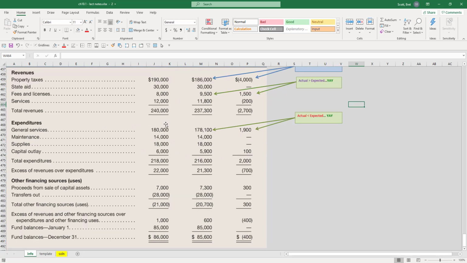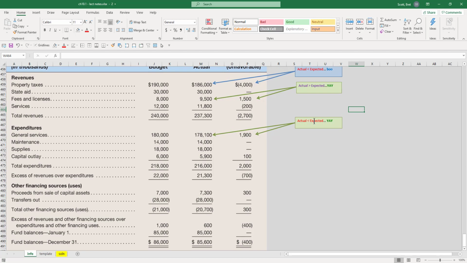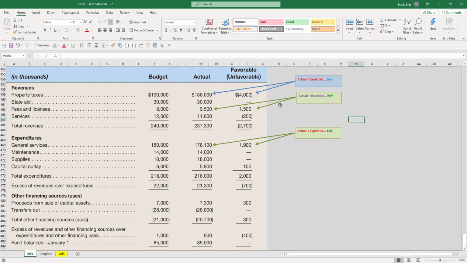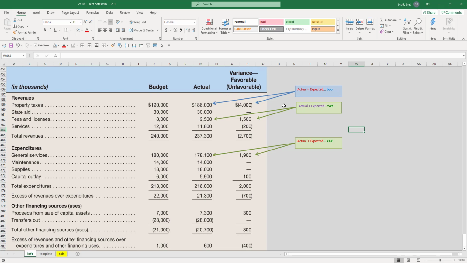What about expenditures? This is a situation where we don't want to spend as much as we thought. If I look at general services, I expected to pay $180 million, but I only ended up paying $178.1 million. That means I had expenditures below budget by $1.9 million. This is a situation where the actual is less than the expected, but that's okay. We want our actual expenditures to be less than our anticipated. So it looks like we saved ourselves some money. When you're interpreting these favorable and unfavorable differences, you have to take the context into consideration. Is it good or bad?